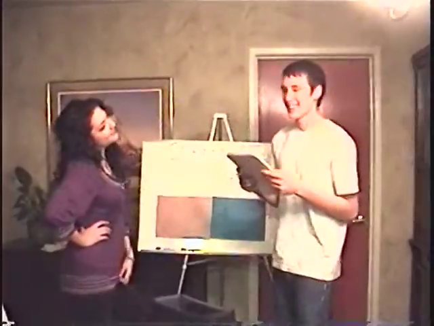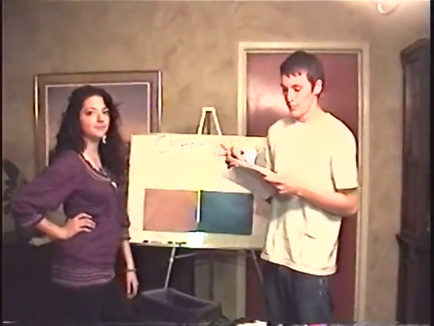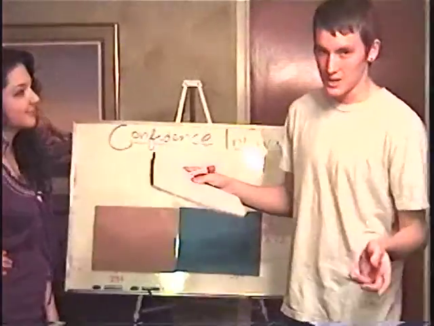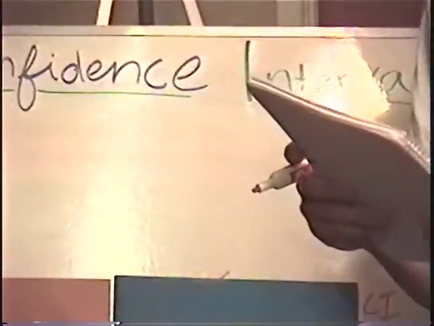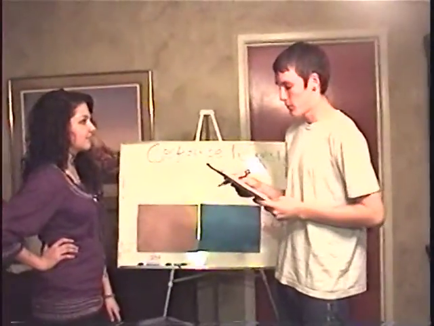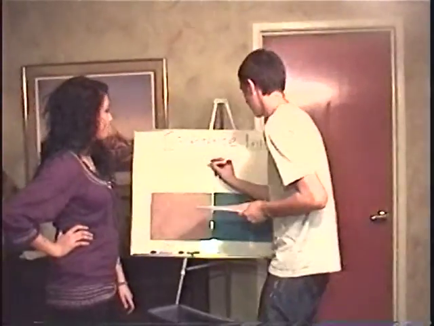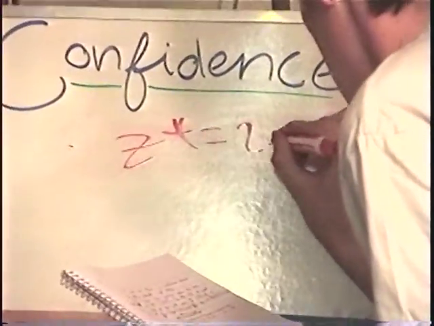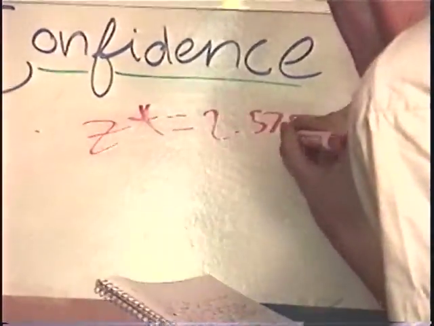Got it. So we want to find a confidence interval of 90% instead of 99%. So Table C gives the critical value for 99% as z star equals 2.575.